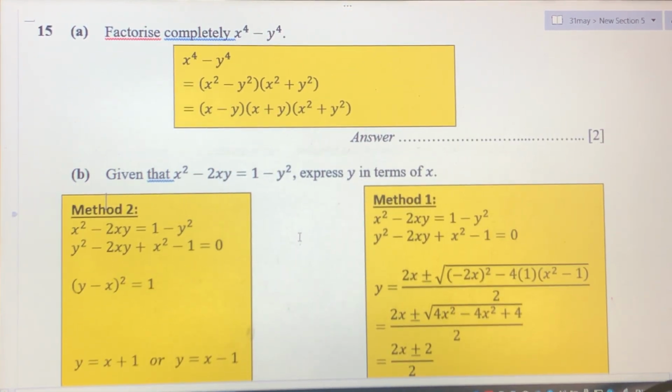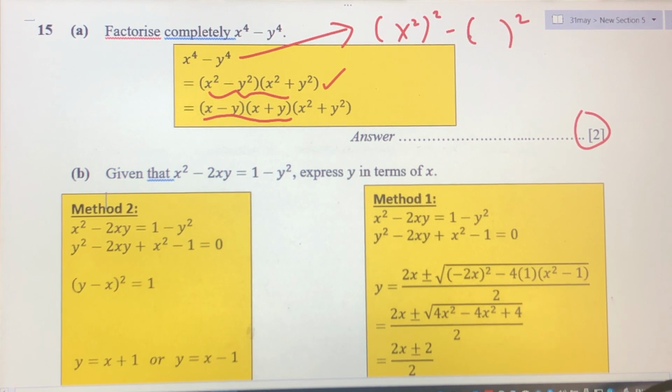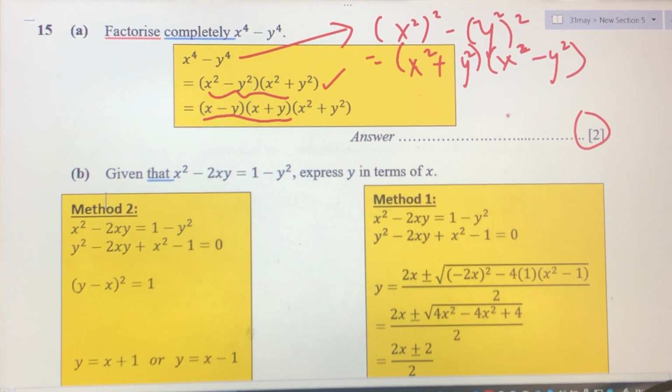Factorize completely this one. Some of you simply did it one time. Look at the question, 2 marks, you cannot do it one time only. You must be able to recognize that this can be simplified to this. Some of you left this blank. You must see that this is a difference of 2 squares, so this is x squared minus y squared. If it can be written in this form, then one is a plus, one is a minus. Then after that, of course, you continue from here.